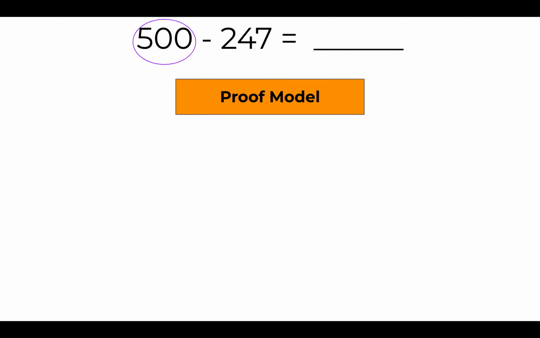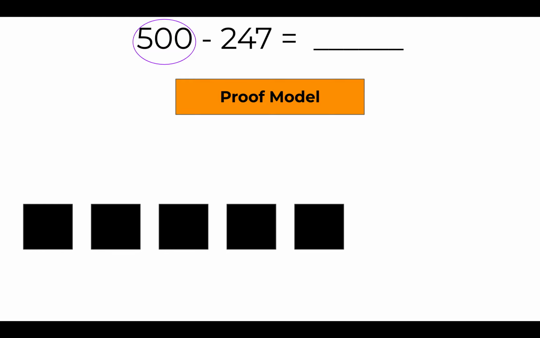The first thing I need to do is represent the number 500 by drawing my 500s boxes. 100, 200, 300, 400, 500. Now I want to start subtracting or taking away 247. Every time we do subtraction, we start by taking away the ones first. When I look at my drawing of 500 though, I'm noticing that there's no ones here for me to take away. So I need to make an exchange or a trade.